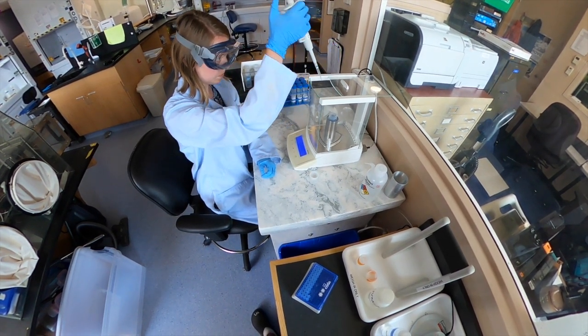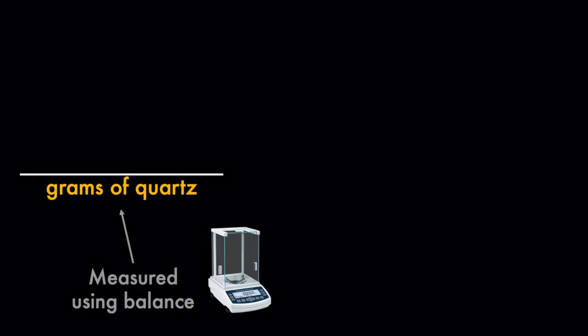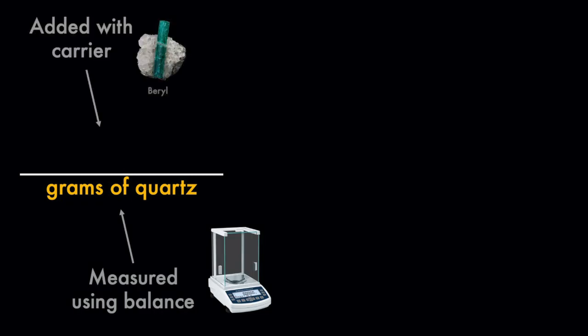So we mass in a certain number of grams of quartz, and we measure that mass using a balance. And then we add a certain amount of carrier, in this case beryllium-9, to that quartz. The reason for that is so that we can move the beryllium through the chemical processes. There's so little beryllium-9 native to quartz. We add that carrier, we also mass that.